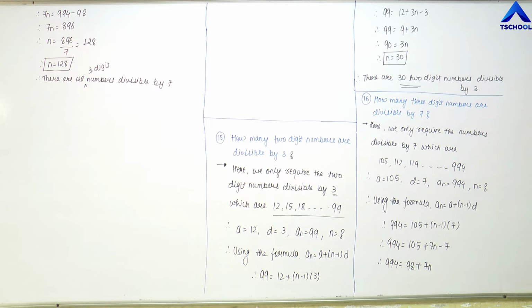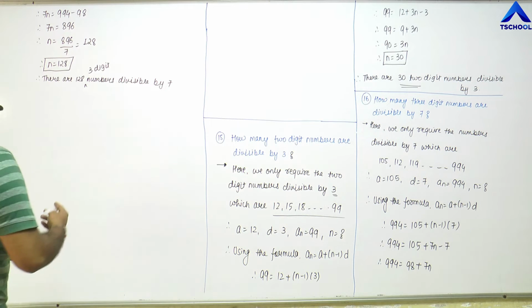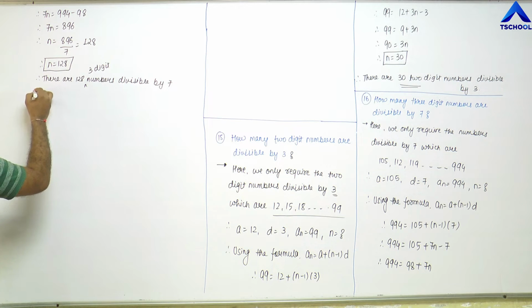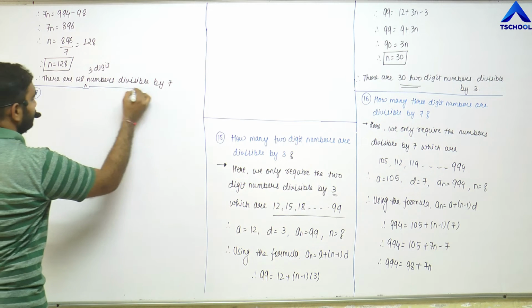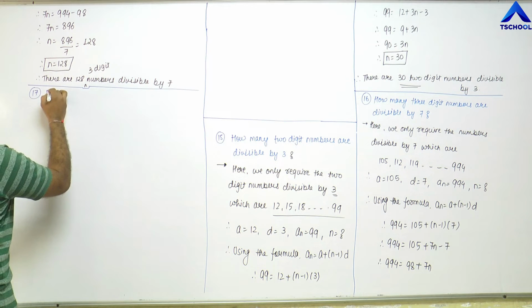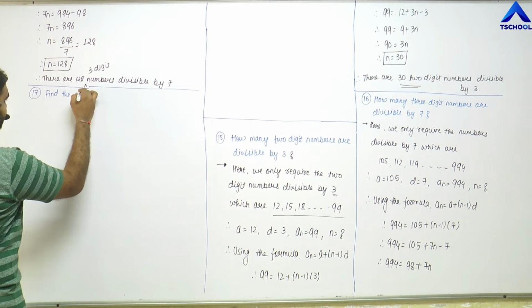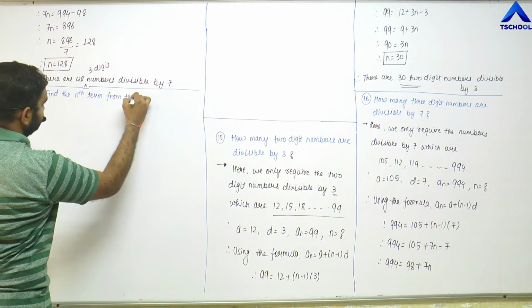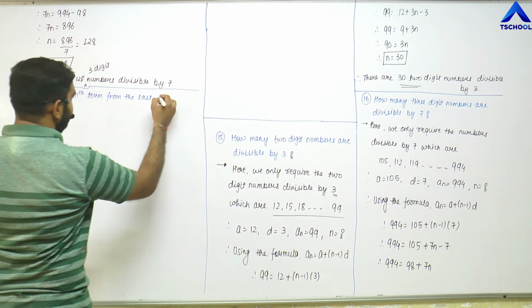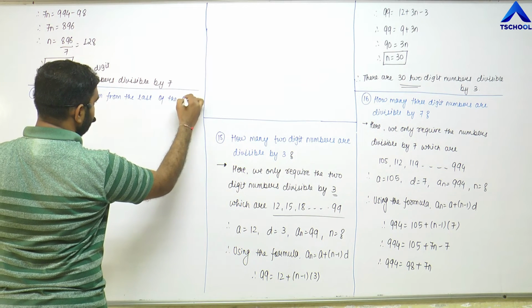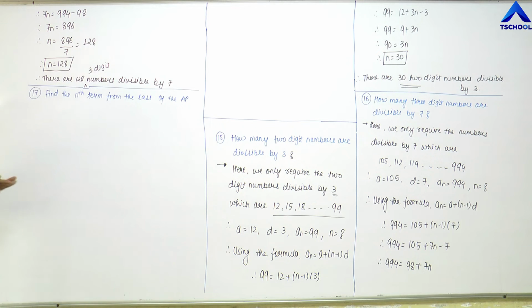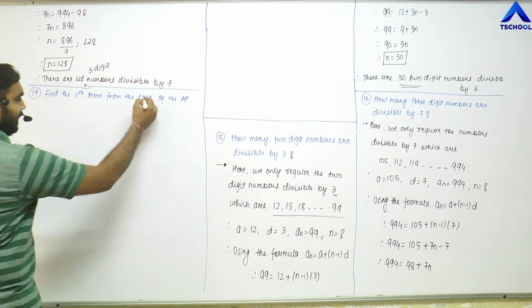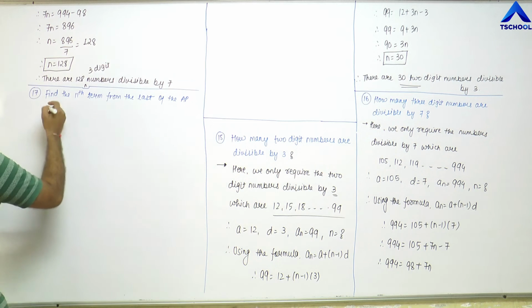The question goes like this: find the 11th term from the last of the AP. This is the 17th question actually. Find the 11th term from the last of the AP. From the last, that means from the last towards the first of the AP.